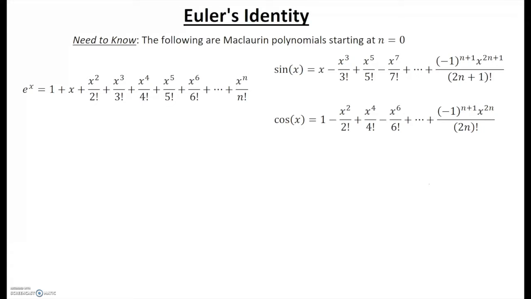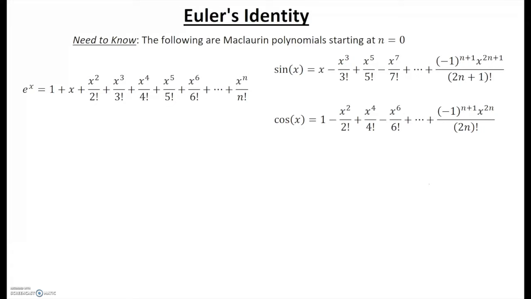Hello everybody. In this video, we're going to work through a proof of what's known as Euler's identity, and all you need to know is that the following are formulas for Maclaurin polynomials, assuming that you start at n equals 0. We have e to the x being equal to 1 plus x plus x squared over 2 factorial, and it goes on with the power of x going up by 1 and the factorial going up by 1.